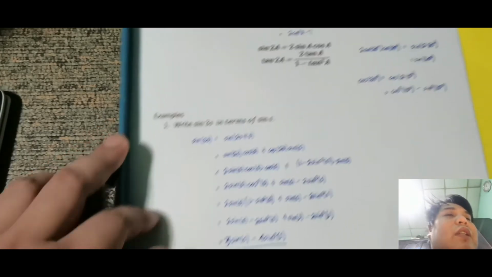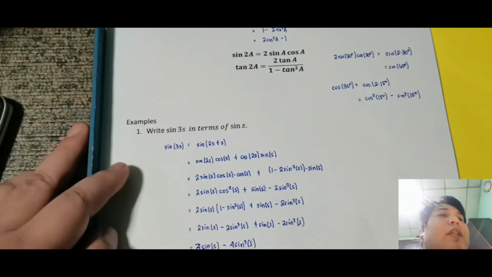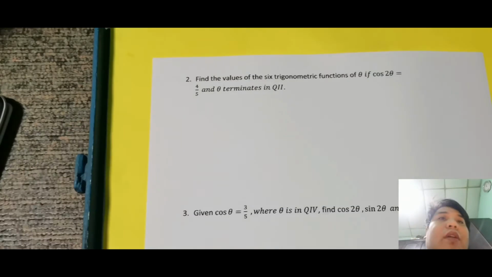Okay, so ganyan yung gagawin natin para ma-apply natin yung mga identity na yan. So for number 2, find the values of the 6 trigonometric functions of theta if cosine 2 theta is equal to 4 over 5 and theta terminates in quadrant 2. So meaning nga sa quadrant 2 siya. Probably sa quadrant 2 si cosine is negative, si secant is negative, si sine is positive, si cosecant is positive, then si tangent saka si cotangent is both negative.